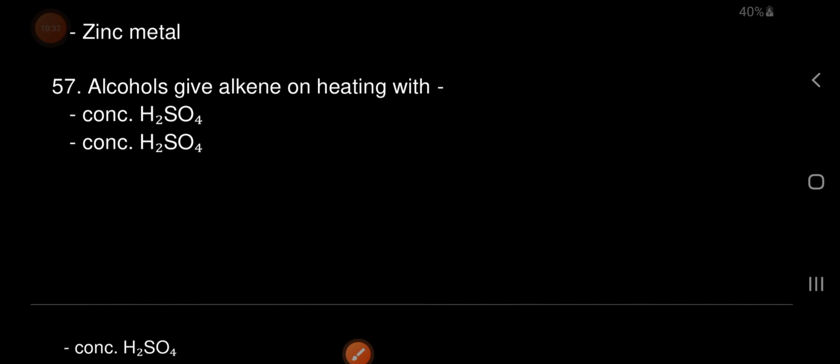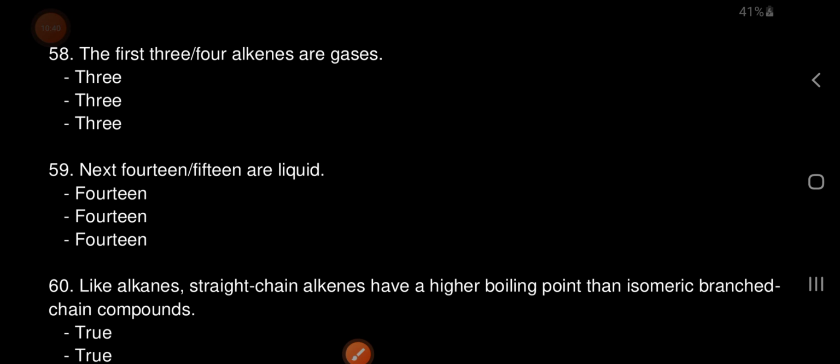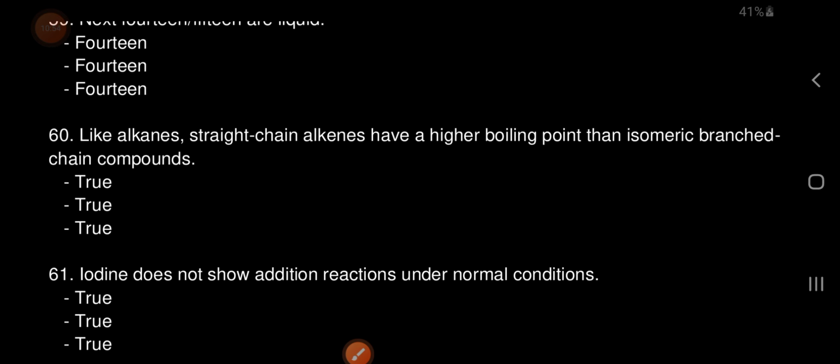Alcohols give alkene on heating with concentrated H2SO4. The first 3 or 4 alkenes are gases. The next 14 or 15 are liquid. Like alkanes, straight chain alkenes have a higher boiling point than isomeric branched chain compounds.